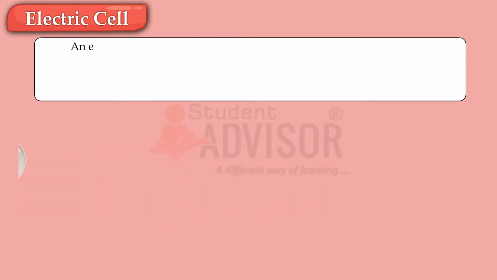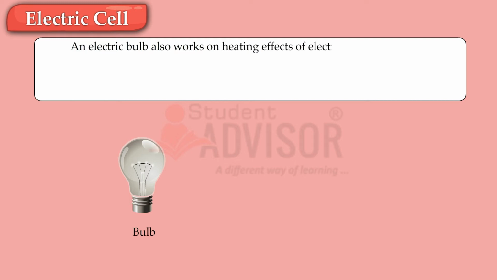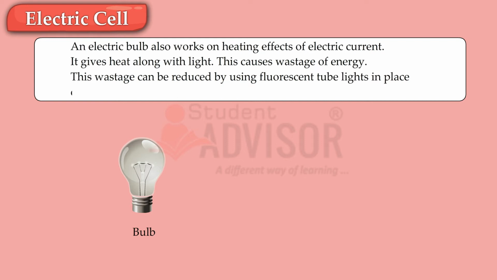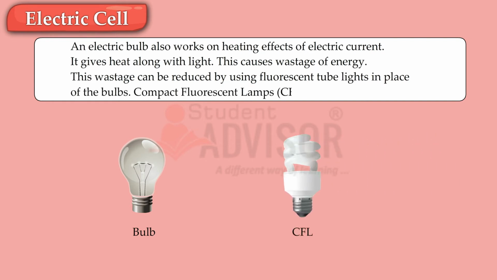An electric bulb also works on the heating effect of electric current. It gives heat along with light. This causes wastage of energy. This wastage can be reduced by using fluorescent tube lights in place of the bulbs. Compact fluorescent lamps, CFLs, are used.